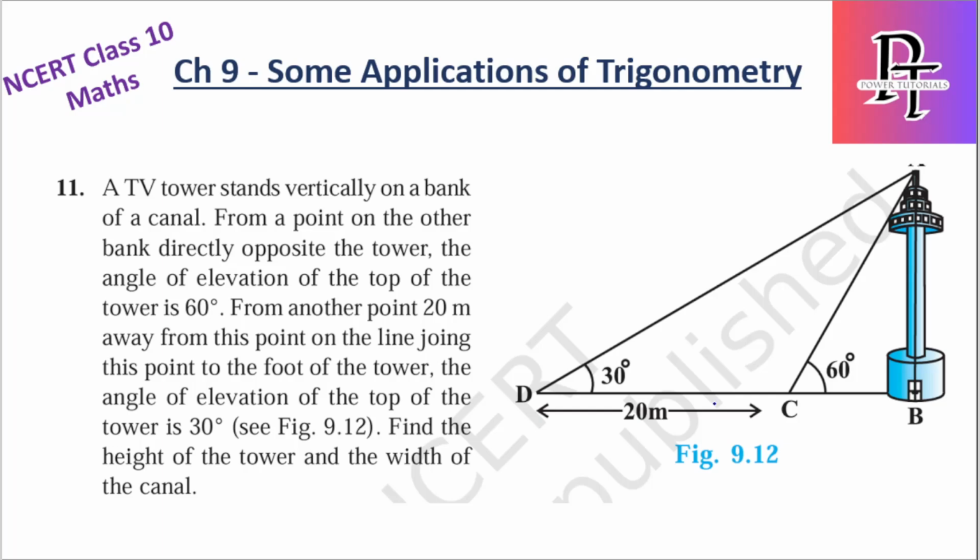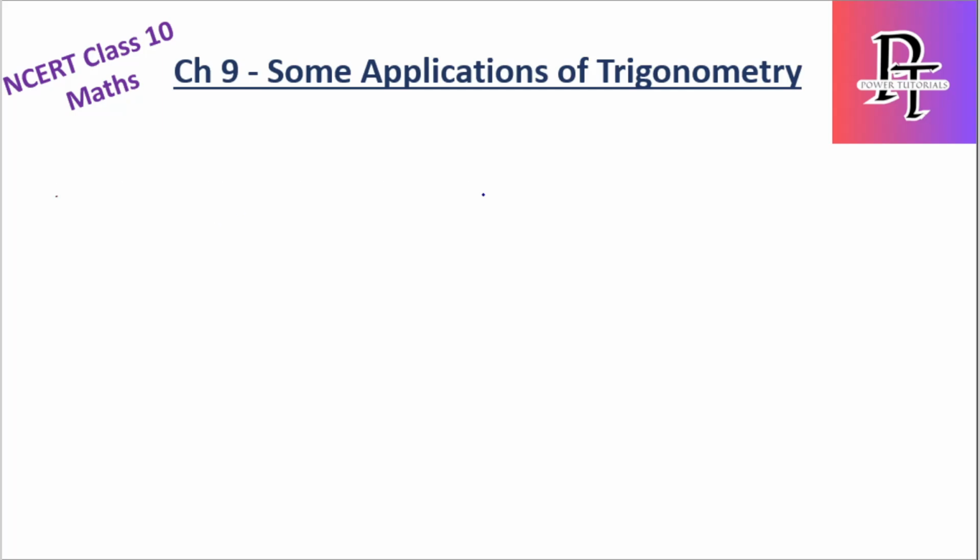From another point 20 meters away from this point, on the line joining this point to the foot of the tower, the angle of elevation of the top of the tower is 30. They are asking for the height of the tower and also the width of the canal. Hope this diagram is already understood. So let's go directly to the second diagram, which is the triangle diagram. So this is like this.